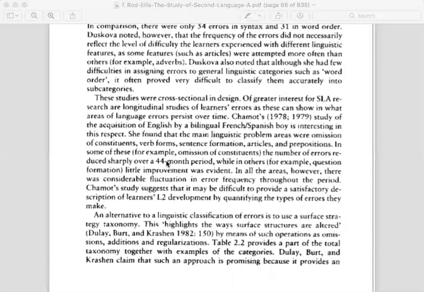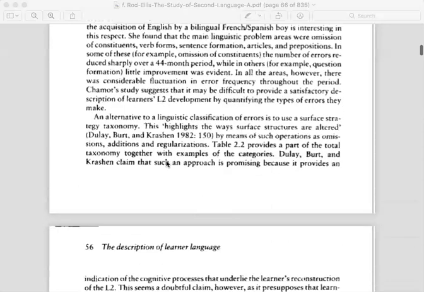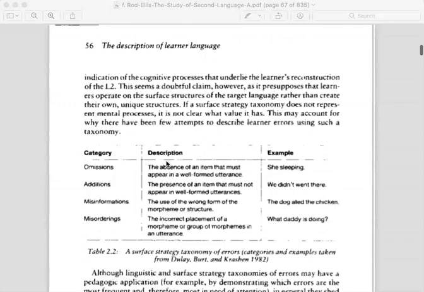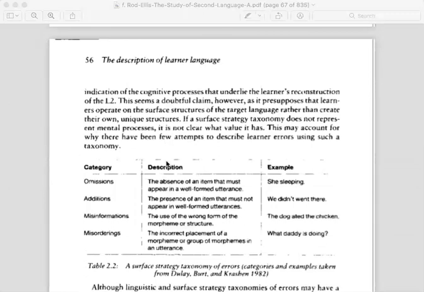Okay, so other than that, there is another taxonomy which is quite popular, and you will find it in many of the SLA books, where they have categorized the errors. For instance, this taxonomy that is visible on the screen on table 2.2 on page number 56 is about the surface strategy taxonomy of errors, right? And they have categorized errors into 4 kinds.